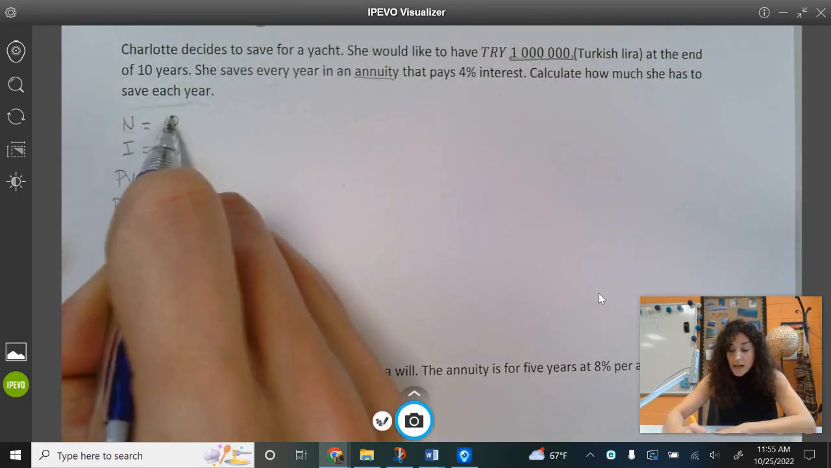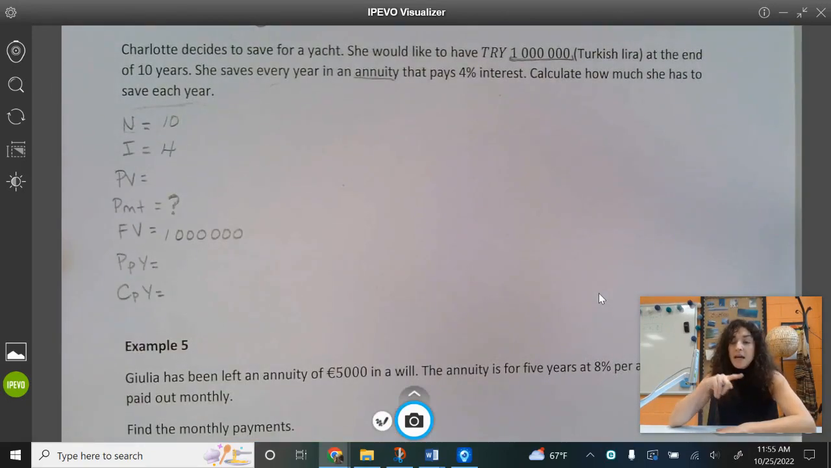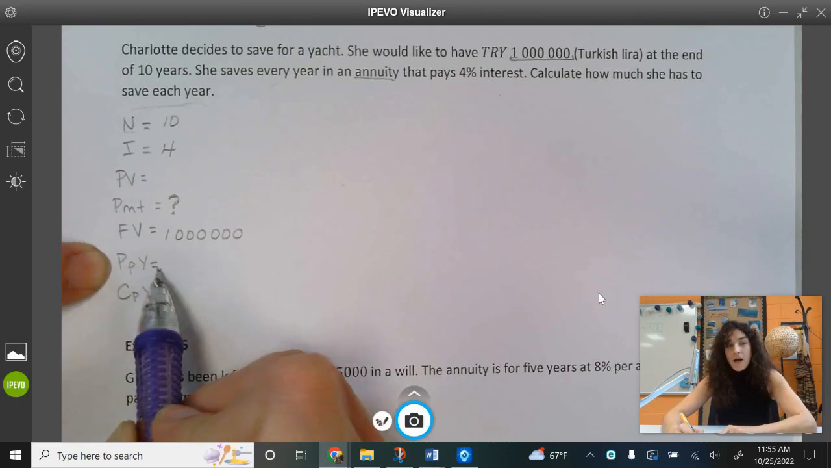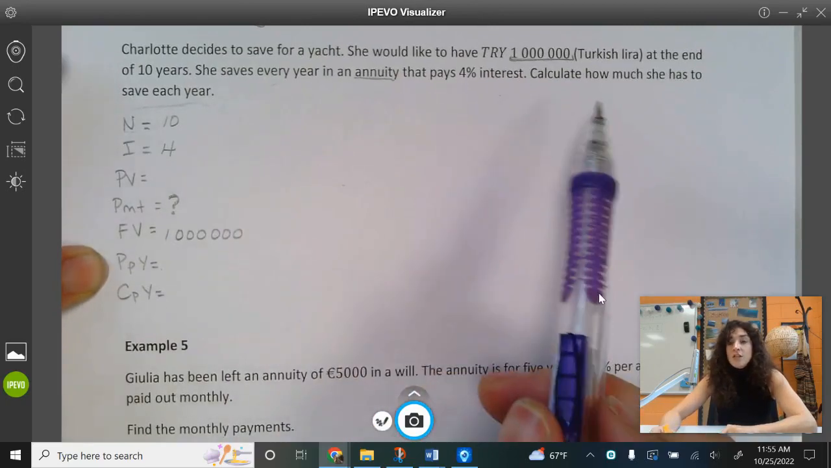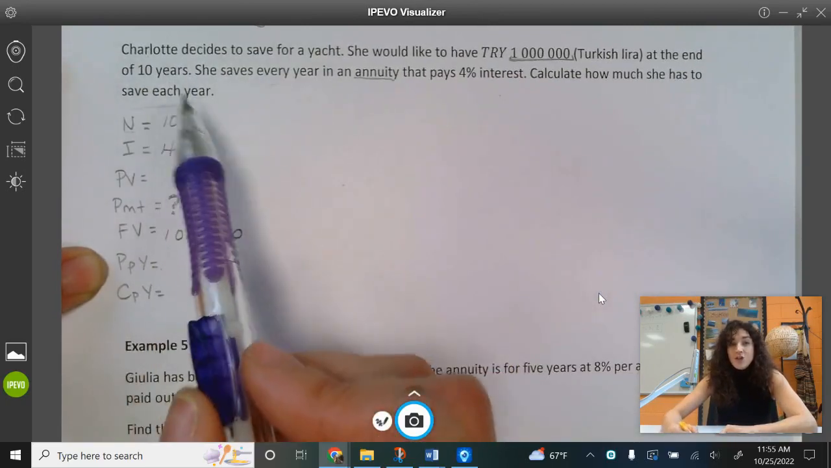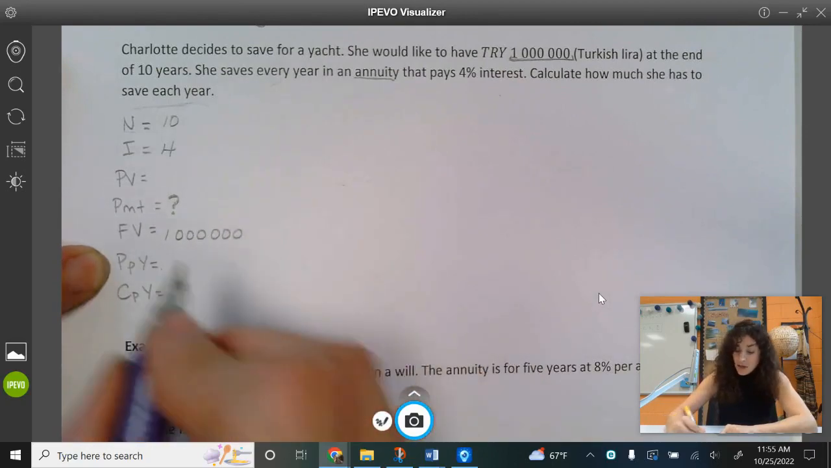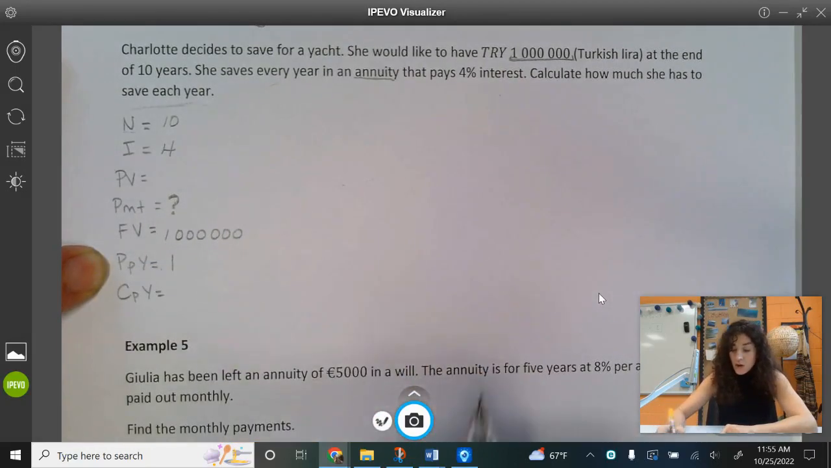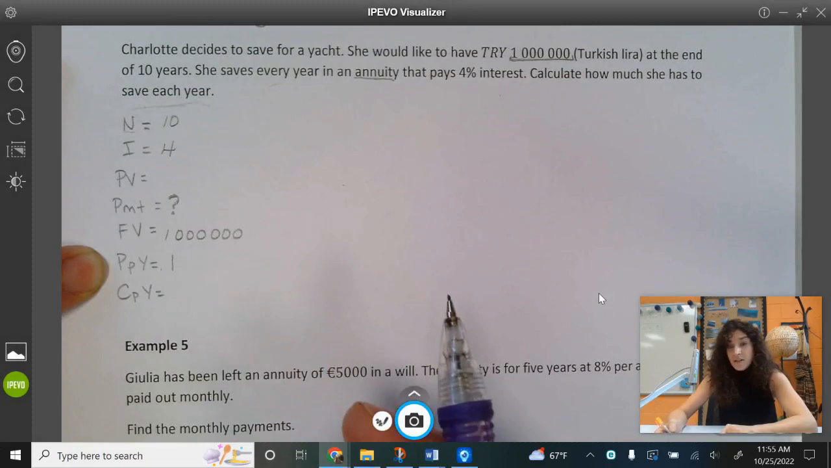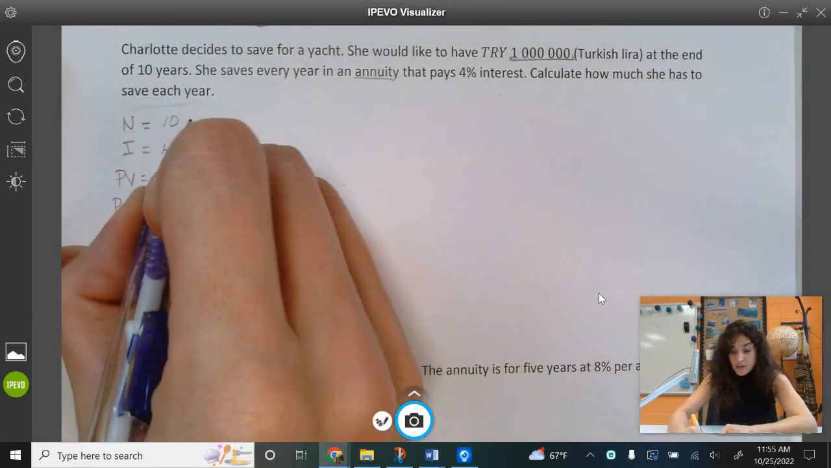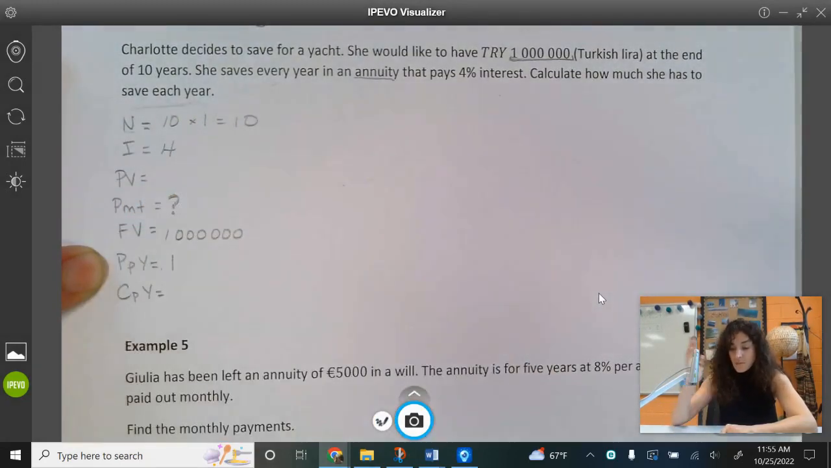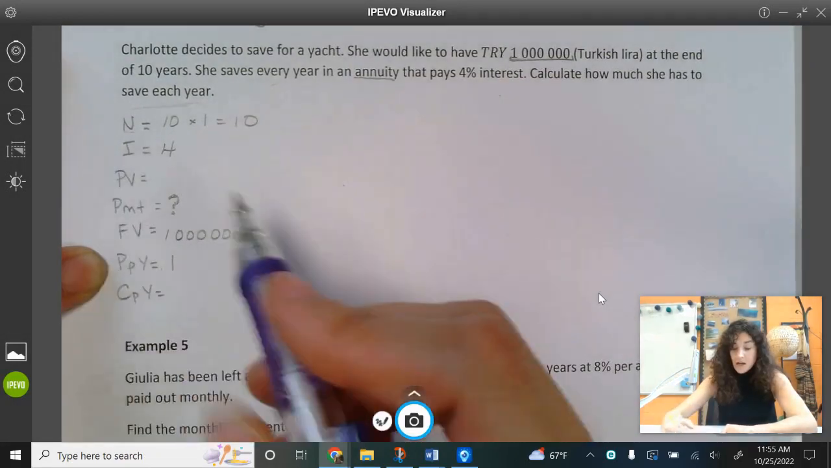Okay, now 10 years. 10 years would typically go in for our N, and we just have to pause and ask ourselves, how many payments are we making per year? Which, hey, that's our PPY. Okay, well, it says that she is making a payment each year. So that's 1 time a year. So PPY is 1, which means N is 10 times 1, which is 10. So that's still just 10. Awesome.